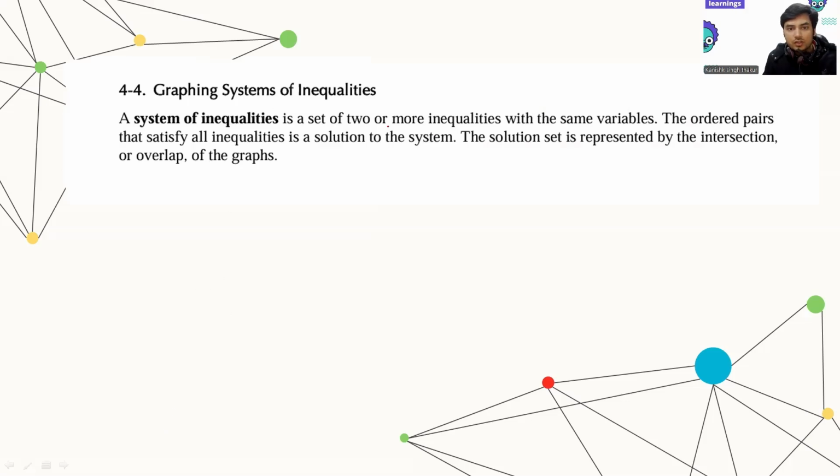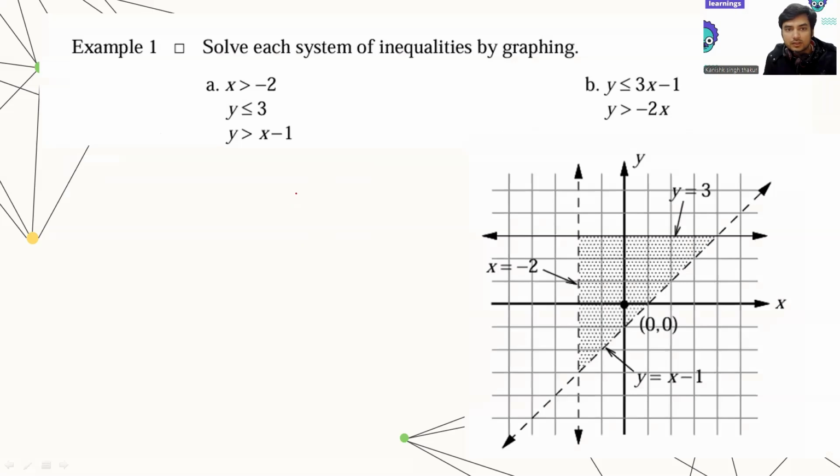Now, graphing of a system of inequalities is a set of two inequalities with the same variables. So you just have to draw the graphs and take the union or intersection of both. Okay, so solve each system by graphing. So let's try to solve this one by graphing. Wherever they intersect, whatever area they include, that would be my answer. Okay, so let's try to do this now. x greater than minus 2, so you'll take this one; y less than or equal to 3, so all the graph below this y; and y greater than or equal to x minus 1. So whatever this enclosed area is would be your answer.